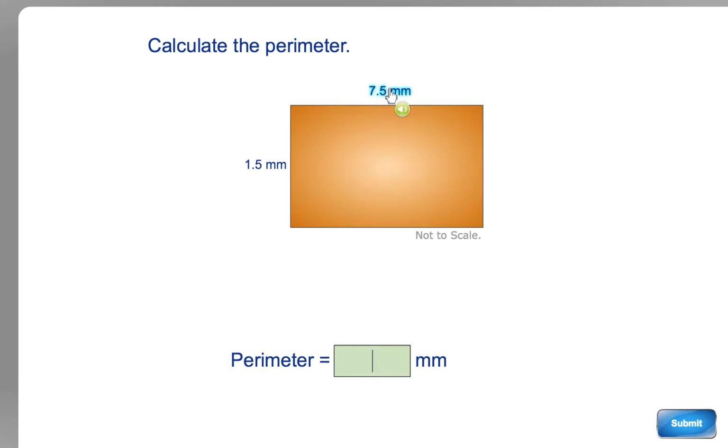Here we've got 7.5 and 7.5. 7 and 7 is 14. Another half and a half is a 1, which makes 15. And then we've got 1.5 and 1.5. 1 and 1 is 2. Another half and a half makes 3. 15 and 3 more is 18.